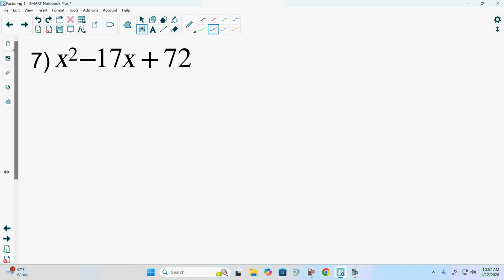Is there a greatest common factor between these three terms? No. One of the big indicators there's not is because there's not a number in front of x squared, so there's not going to be a number besides 1 in common with all three. The third term doesn't have a variable, so there's not going to be a variable in common.